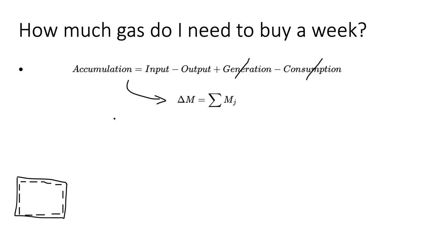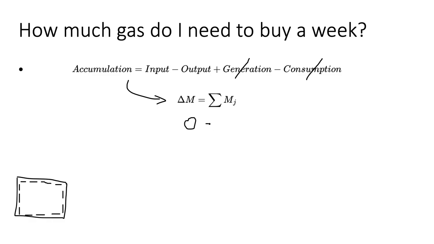So if we want the gas to remain at the same level from week to week, what do we want the accumulation to be? Again, if we want the amount of gas in our gas tank to always be, let's just say, full, then what do we want the accumulation to be from week to week? Well, we don't want the amount of gas to go down. We don't want the amount of gas to go up. We want no accumulation. We want the amount of mass of the gasoline in our gas tank to remain the same. So the accumulation is actually zero.